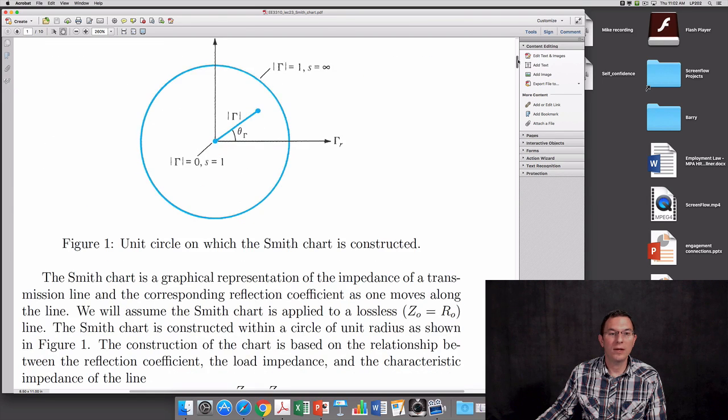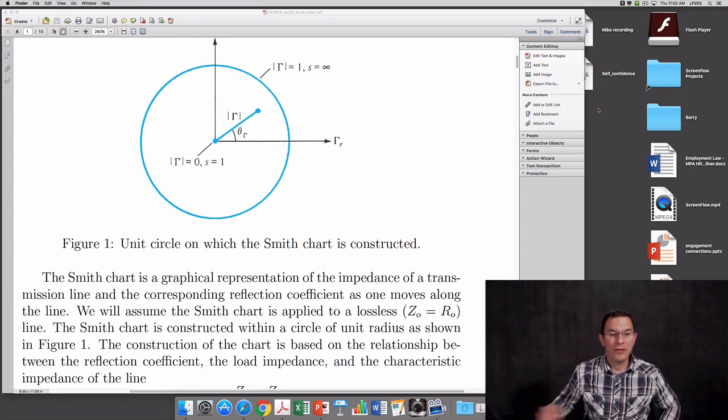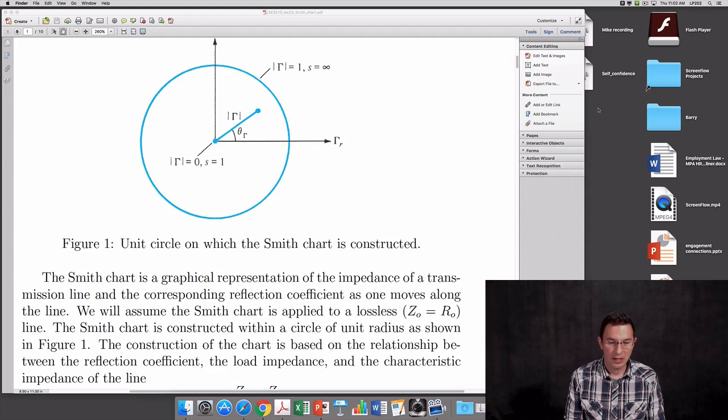Well, what exactly is the Smith chart? The Smith chart is a graphical representation of the impedance of a transmission line and the corresponding reflection coefficient as one moves along the line. We will assume here that the Smith chart is applied to a lossless transmission line, which is to say that the characteristic impedance of the transmission line is purely real. The Smith chart is constructed within a circle of unit radius as shown in Figure 1.